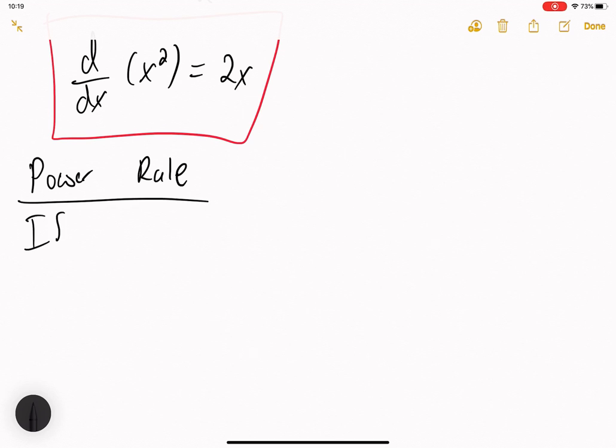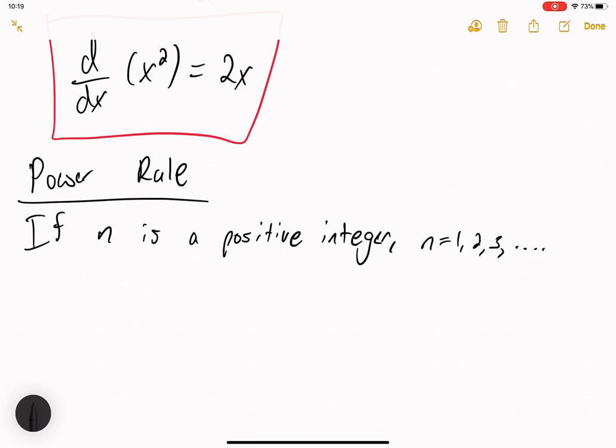So let's just say if n is a positive integer, so again, n is equal to 1, 2, 3, and so on. Like your counting numbers, as some people call them. Then you have d/dx, the derivative of x to the n, is equal to n times x to the n minus 1. So what this did is that we brought down the exponent and then subtracted by 1.